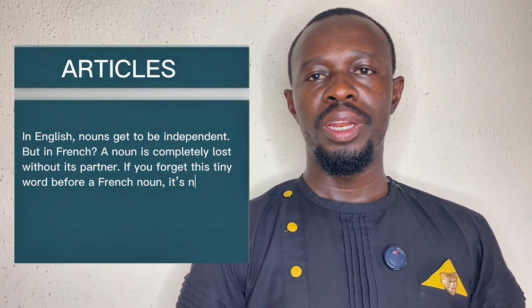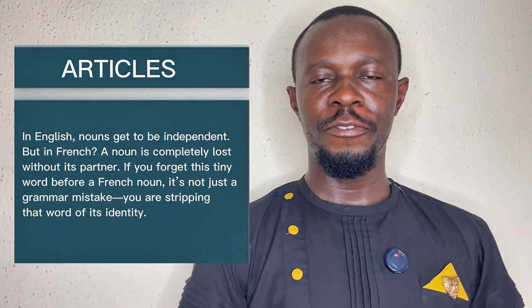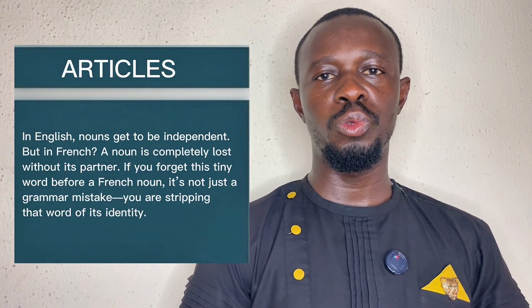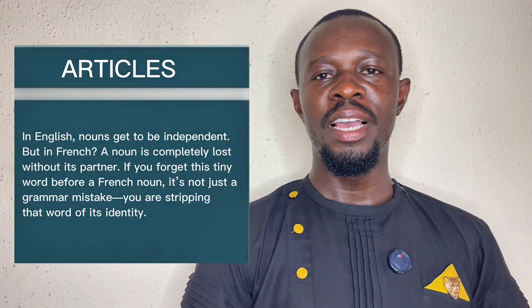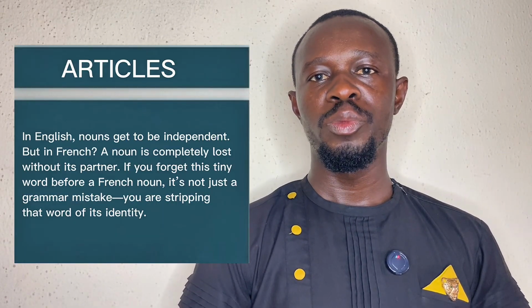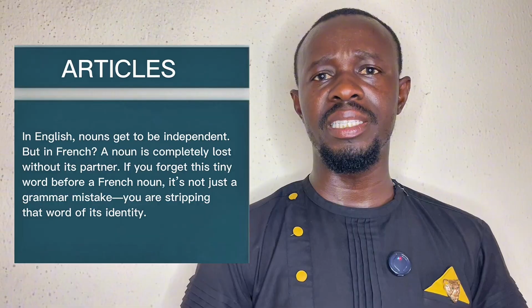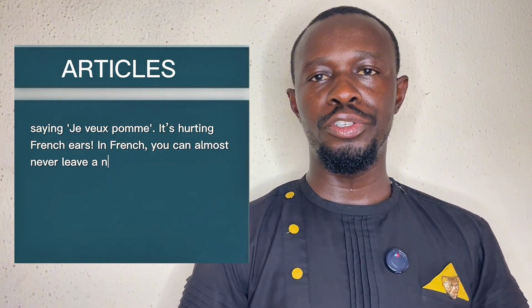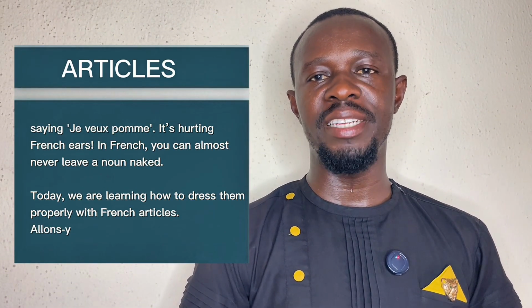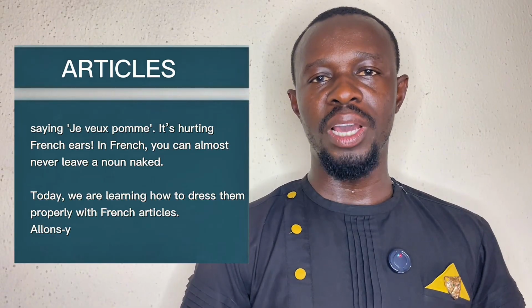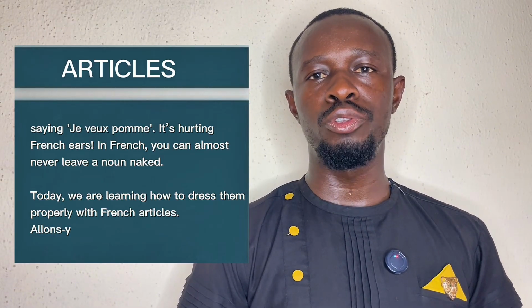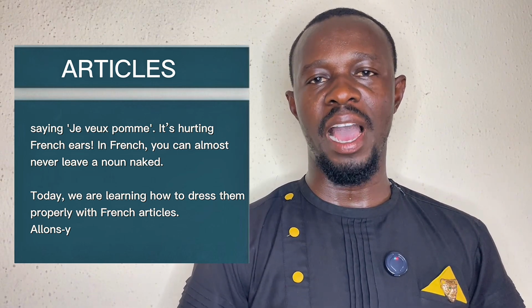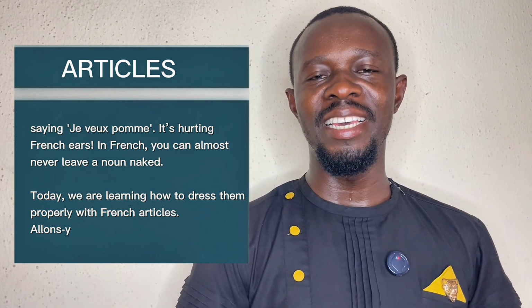In English, a noun gets to be independent, but in French, a noun is completely lost without its partner. If you forget this tiny word before a French noun, it's just a grammar mistake. You are stripping the word of its identity. Saying "je veux pomme" is hurting French ears. In French, you can almost never leave a noun naked. Today, we are learning how to dress them properly with French articles. Allons-y!